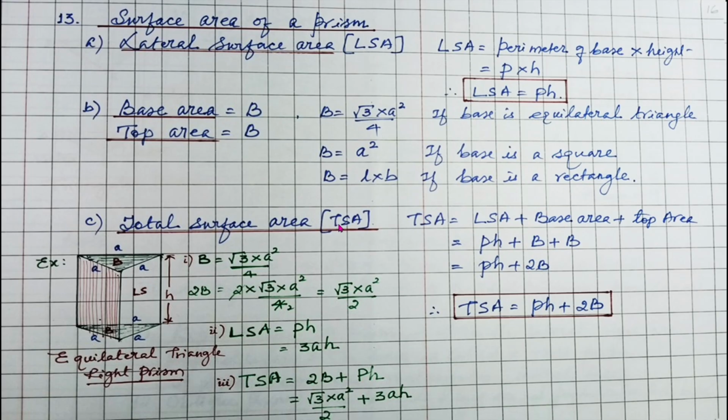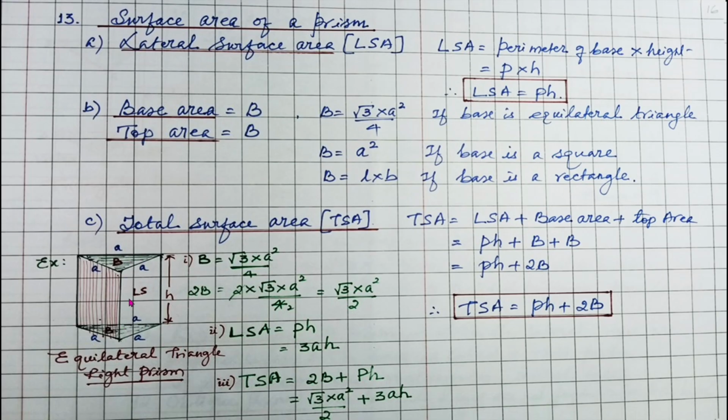Therefore the total surface area of a prism is the lateral surface area plus the base area plus the top area. The lateral surface area is PH, and the base areas are B and B. Therefore the total surface area is PH plus 2B. And remember, the formula for B changes according to the polygonal base. Remember that.